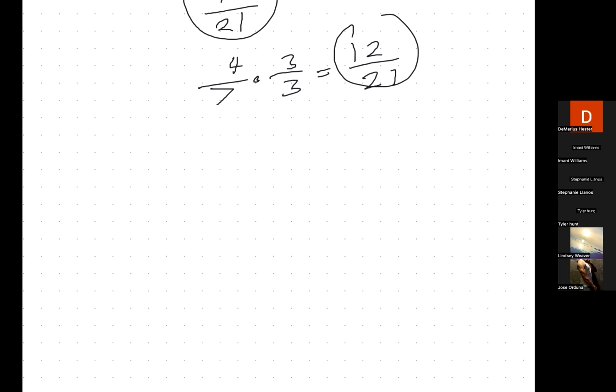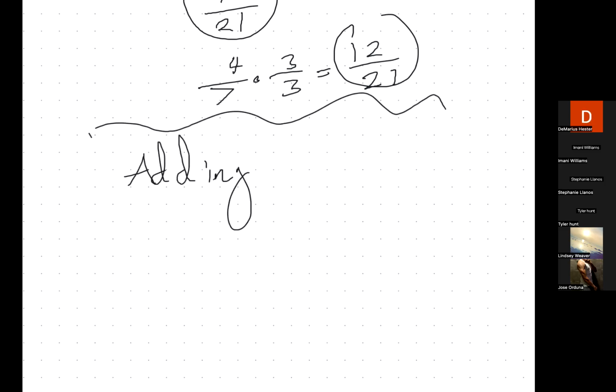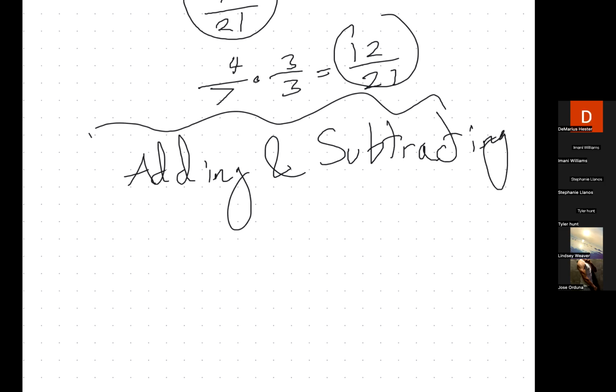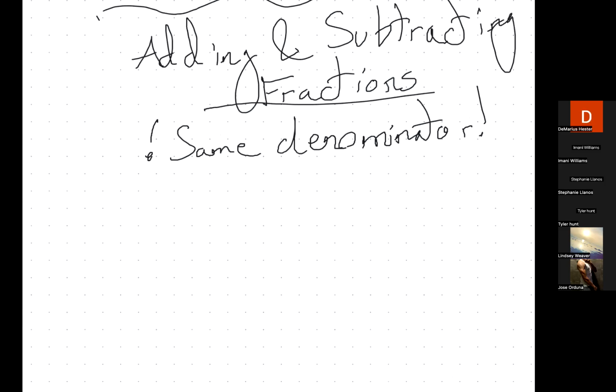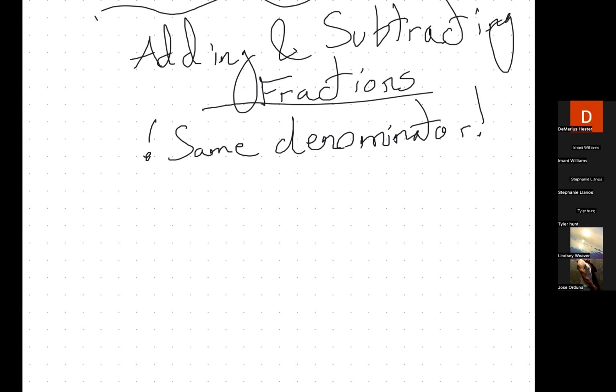So let's do this now. Adding, you can put this in your notes, and subtracting fractions. Now, for doing this, we need to make sure they have the same common denominator. They have to have the same number on the bottom. If they don't have the same number on the bottom, the problem will not work. You can't do anything. So you've got to figure out how to get them to have the same on the bottom. Then you can just add or subtract the numbers on top from each other.